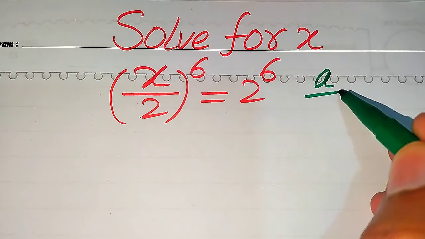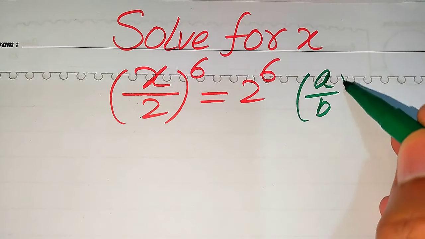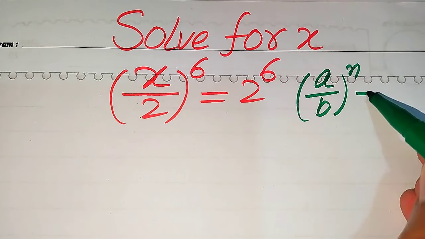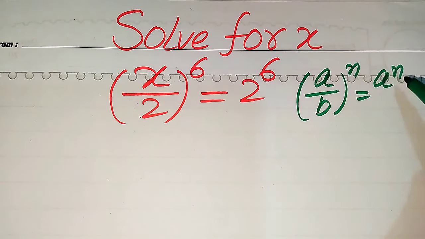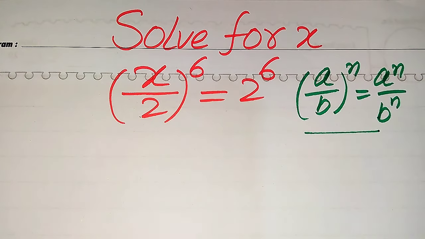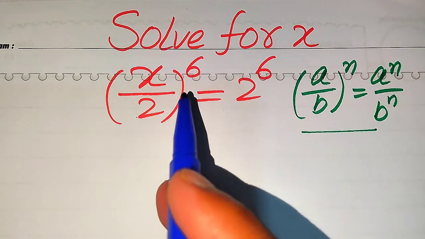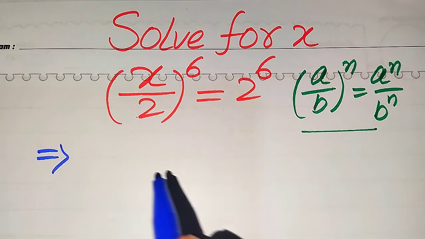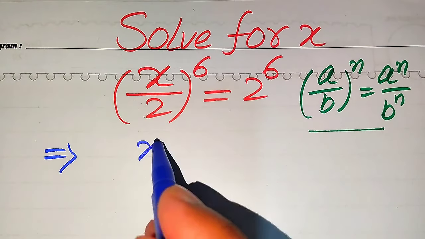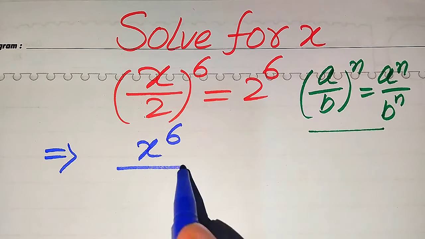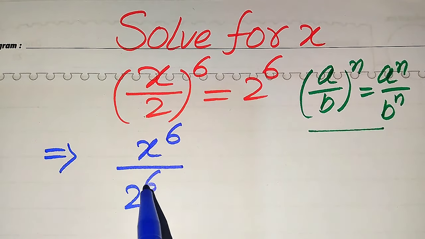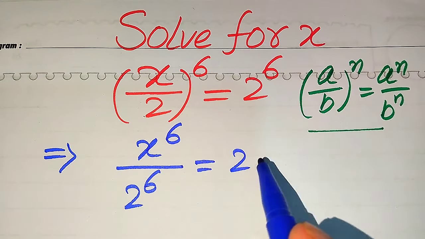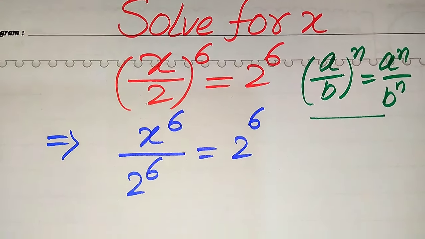If we have a divided by b and its whole power is n, we write it as a to the power of n divided by b to the power of n. So according to this rule, we first write this exponent 6 separately on both of these values, and after separation it will be written as x to the power of 6 divided by 2 to the power of 6 equals 2 to the power of 6.